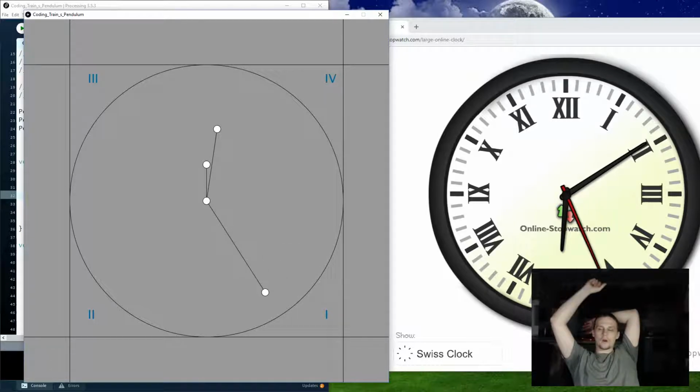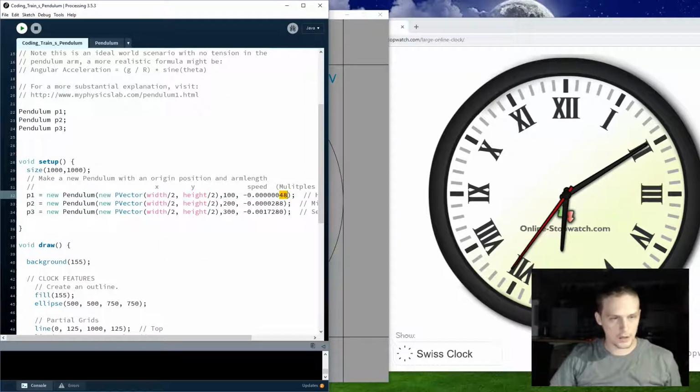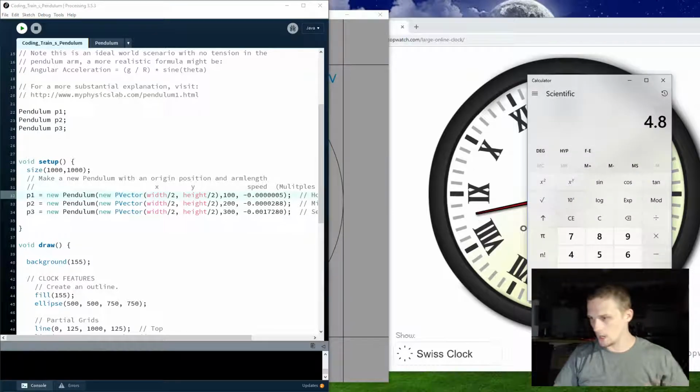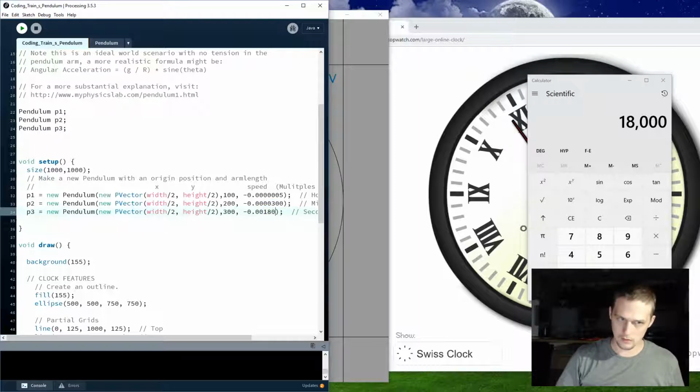5, 4, 3, 2, 1. Okay, mine's about 2 seconds. So let's move it up to 5. So I'm going to do 5, not 58, but 5. And then I'm going to multiply it upwards. 5 times 60 is 300. Little tiny adjustments. So 300 times 60 is 1800. I should have known this.